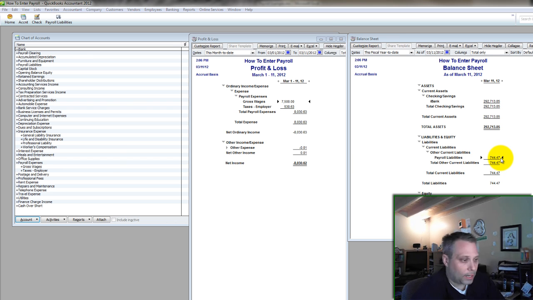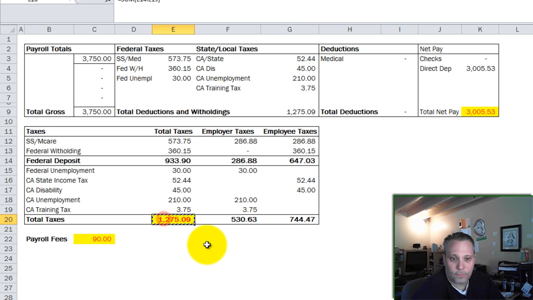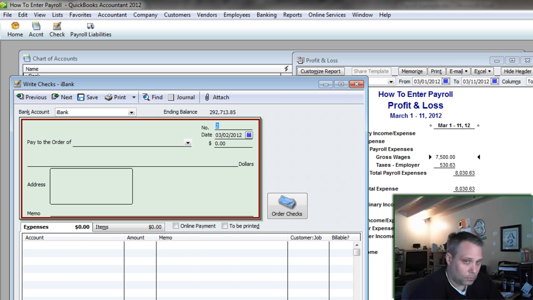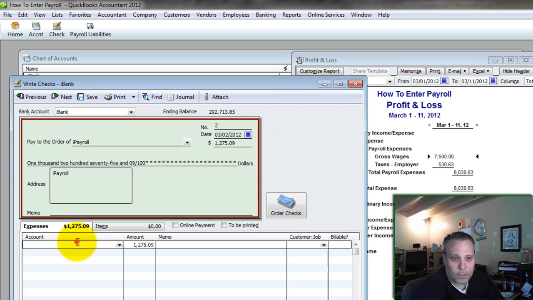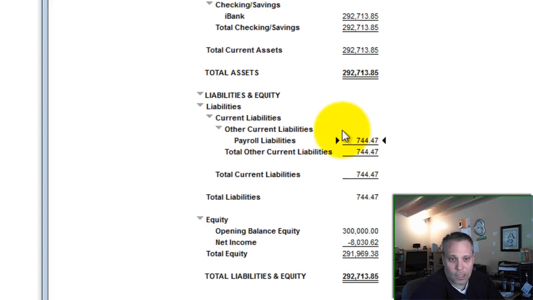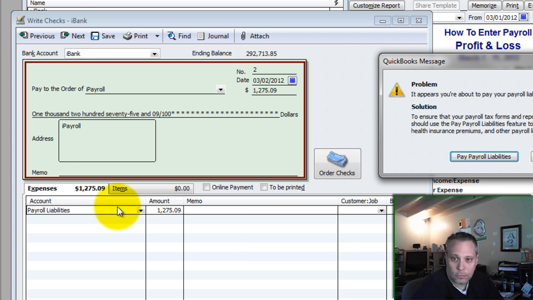Now let's enter the other check. It's a lot simpler when you're doing the summary method. The next check is going to be for the $1,275.09. And again, it's coming out of our actual bank account for the $1,275.09. But here again, that whole amount doesn't apply to any one thing. The first thing we want to do is let's get these payroll liabilities off the books, right? Because that's kind of the easy one now.